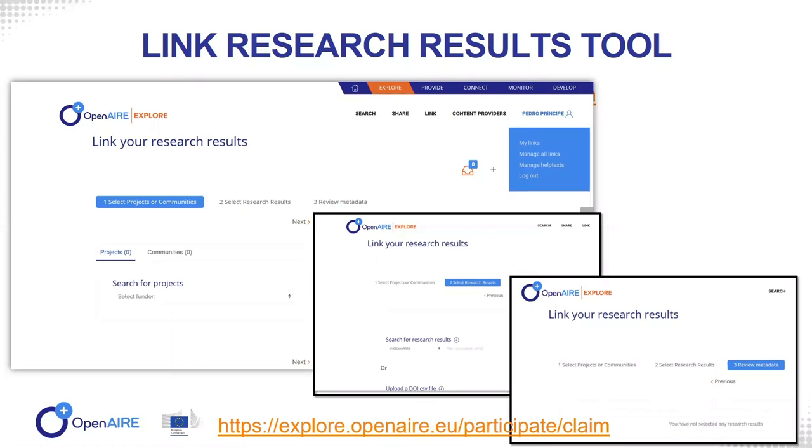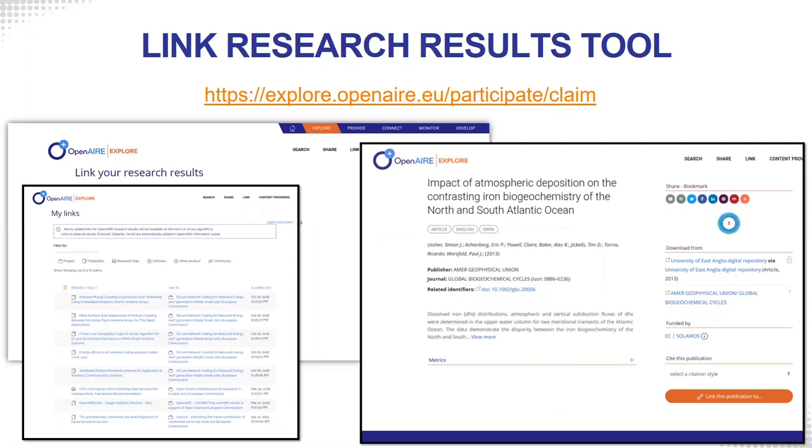So the link research results tool is a functionality where the researcher or project coordinator can identify a publication, then say to the infrastructure, to OpenAIRE, that this publication is an output from a specific project. So you just need to select the project, select the publications, and then review the metadata, identify if it's an open access, closed or embargoed publication, and then just create this link. And automatically this link will be also visible in the project landing page and also reported to the participant portal. So each user can manage all the links that they are creating in a specific list of links, delete or claim another one.